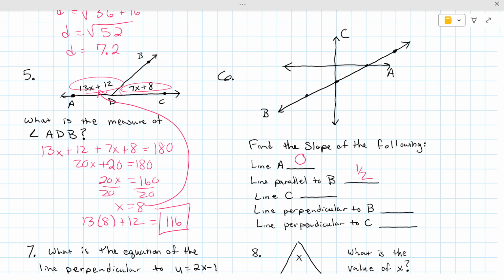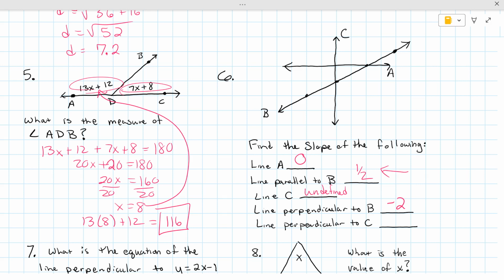So that's 1/2. Line C is a vertical line. We don't know what the slope of a vertical line is, so it's called undefined. Undefined is the slope of a vertical line. The line perpendicular to B. If parallel is 1/2, perpendicular is an opposite reciprocal. What's the opposite reciprocal of 1/2? -2/1, or -2, because you should simplify -2/1 to just be -2.